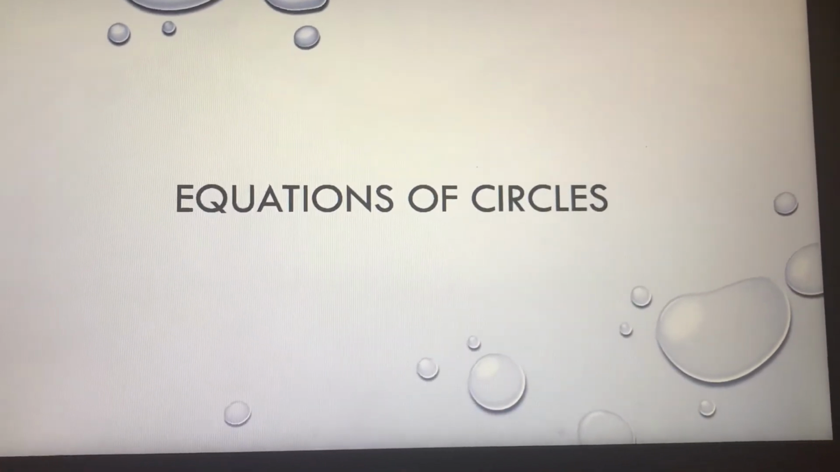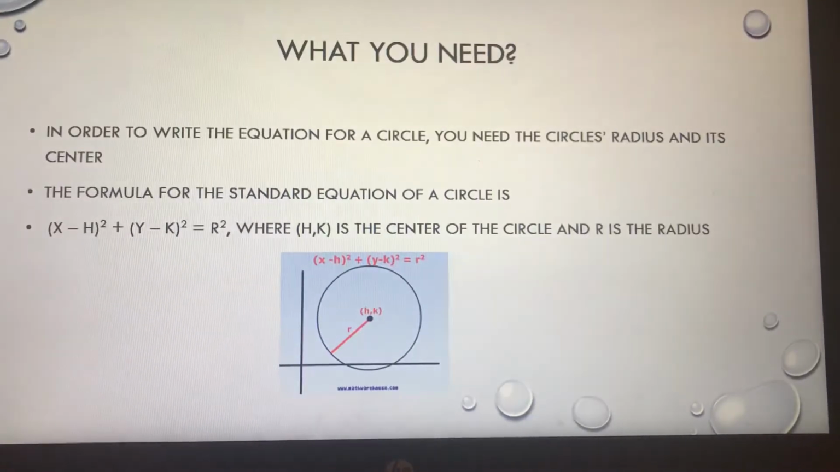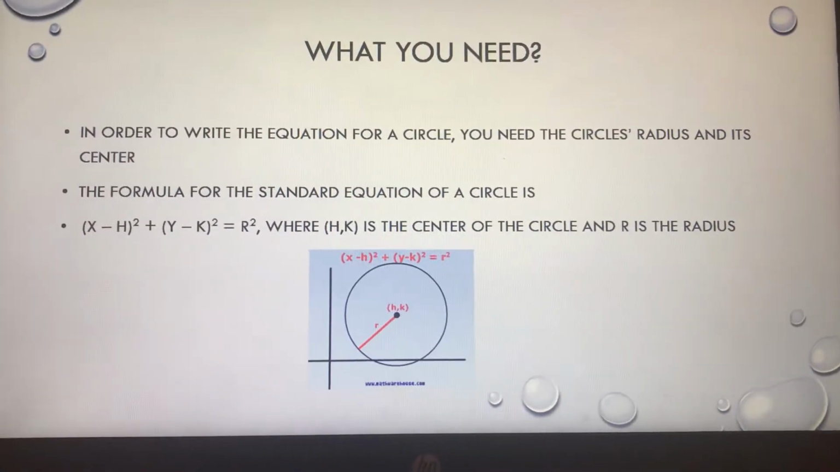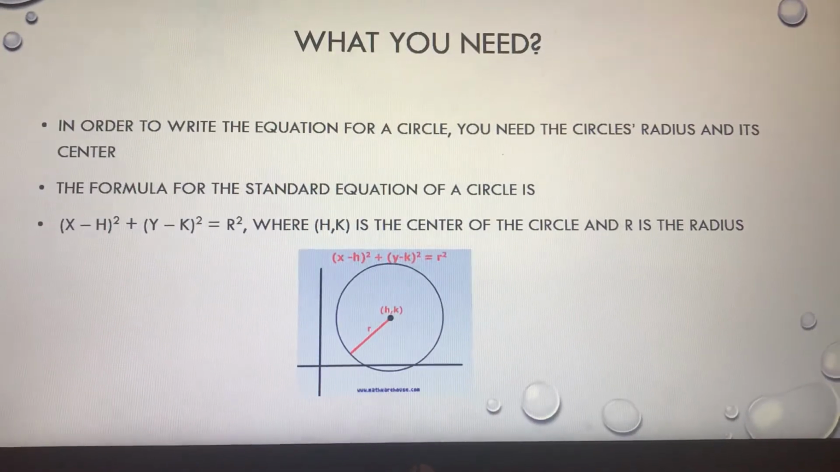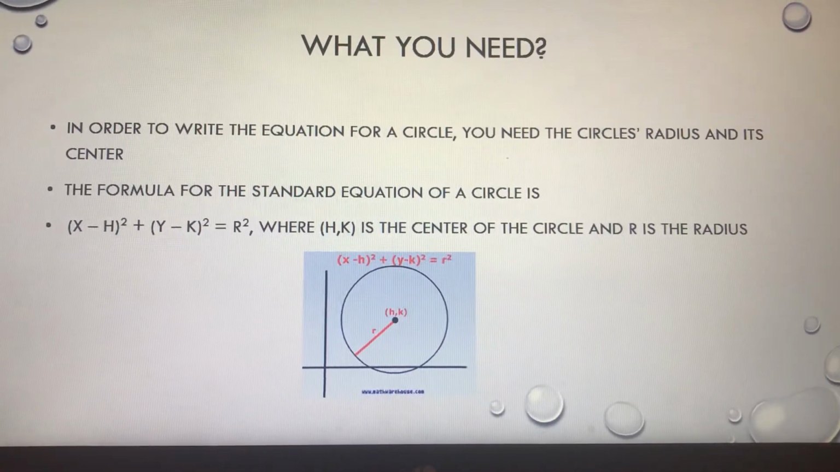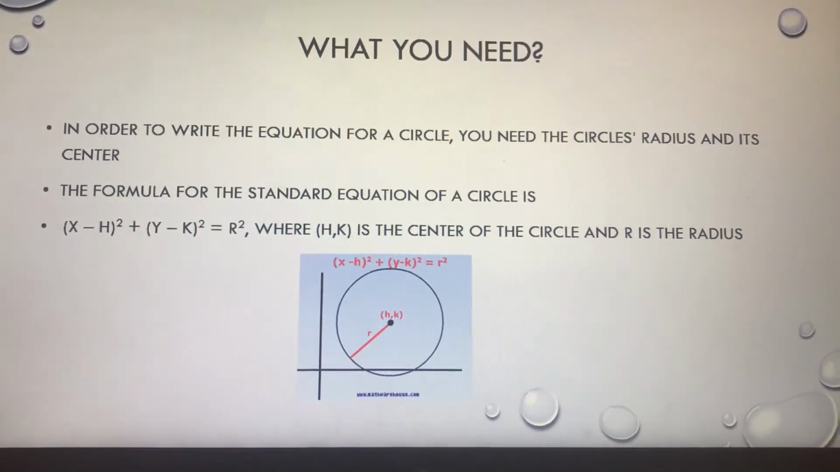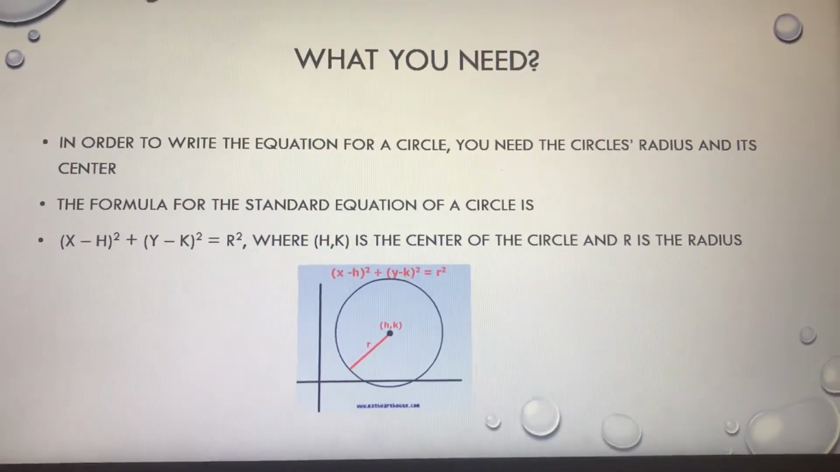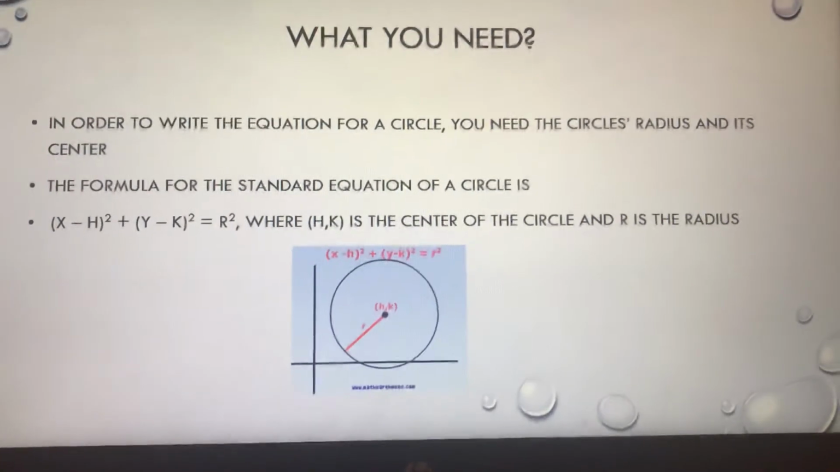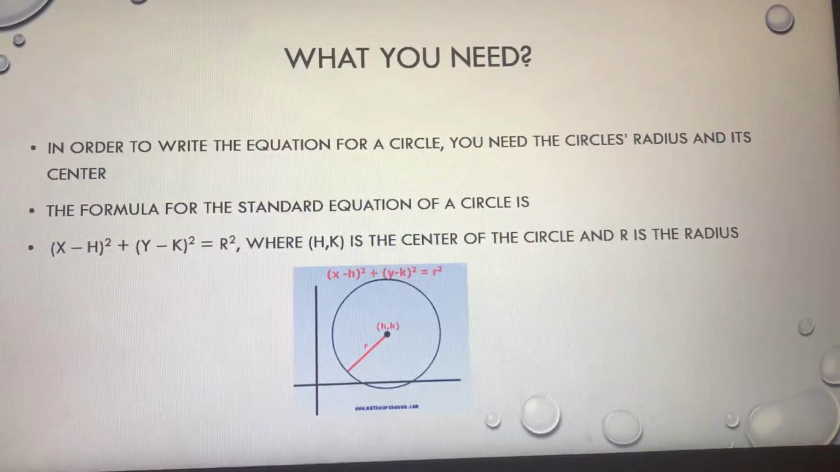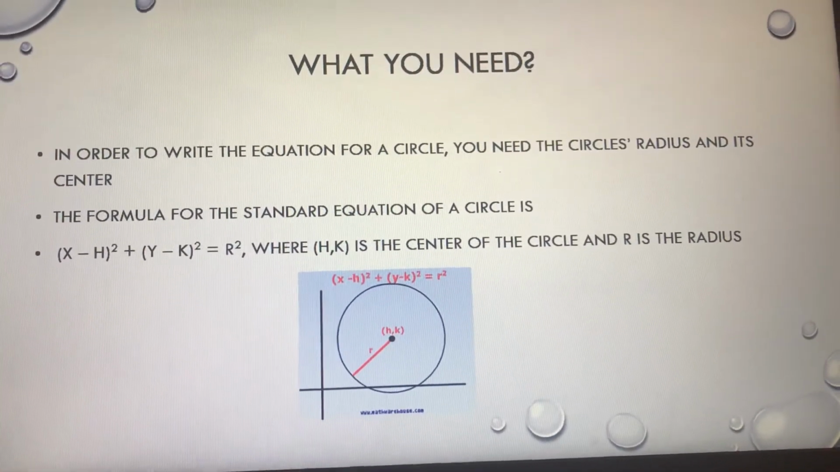This week we'll be talking about equations of circles. What you need in order to write the equation of a circle is the center of the circle and the radius. The formula of the circle is given to you as (x - h)² + (y - k)² = r².